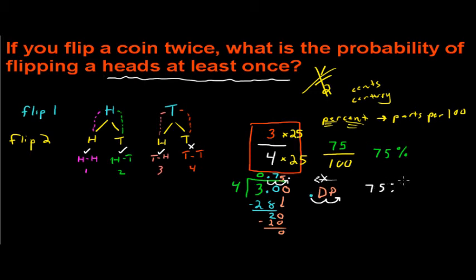Okay. So either way, either method I use, I get 75%. So 75% of the time, if I flip a coin twice, I will get at least heads one time.